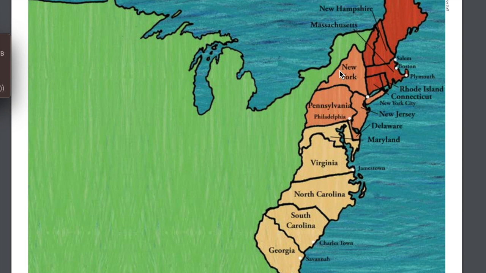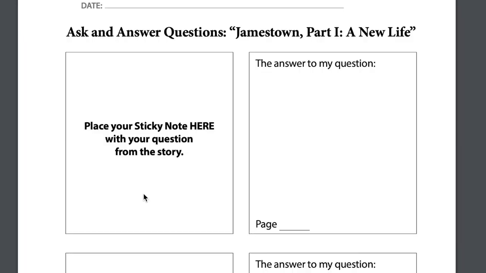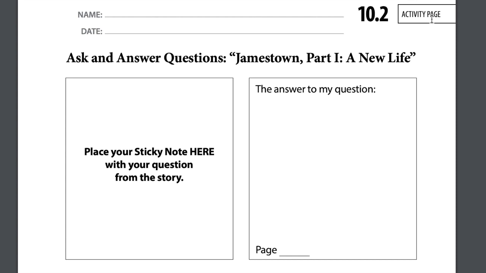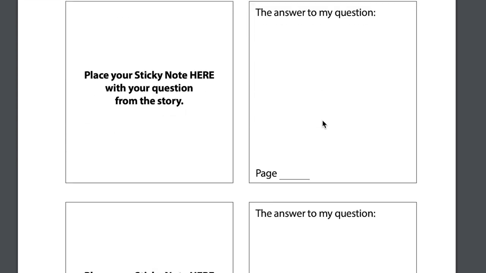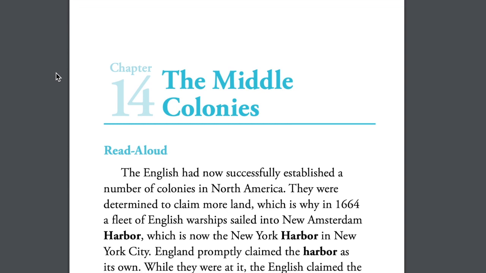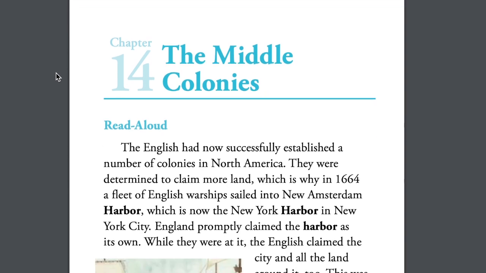And like I said earlier, you're going to have some sticky notes out to think about questions you have as you listen to the read aloud. And you're going to be putting your questions in these boxes where it says place your sticky note here. This is activity page 10.2. And then you're going to write the answer to your questions. Okay? So get your activity page out, and I'm going to be reading from the reader today. So if you want to follow along, you can also get your reader out. Let's get started.